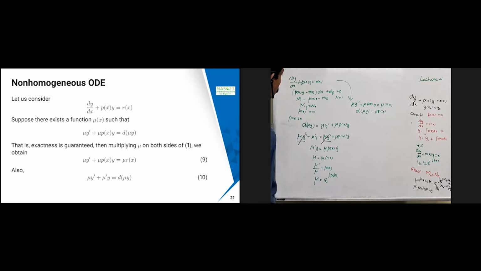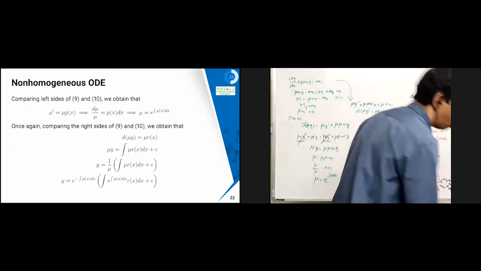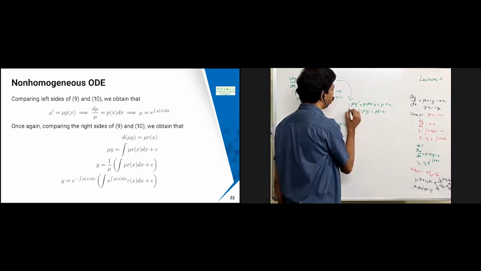Okay, so if you found that one, then nu is already found, so you can just solve this problem once again. Nu is already given to you. So you got d nu of y equal to nu of r of x. Now I can integrate this one.